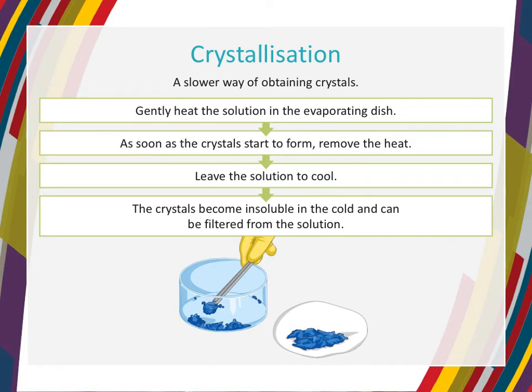So here's an example of a slower way of doing it, which is going to give you much larger crystals like those ones down there. So gently heat the solution in an evaporating dish. As soon as the crystals start to form, then you take the heat away from underneath and you just leave the solution to cool. The crystals are going to become insoluble in the cold, and they can be filtered off from the solution. Okay, so that will give you some nice big crystals.